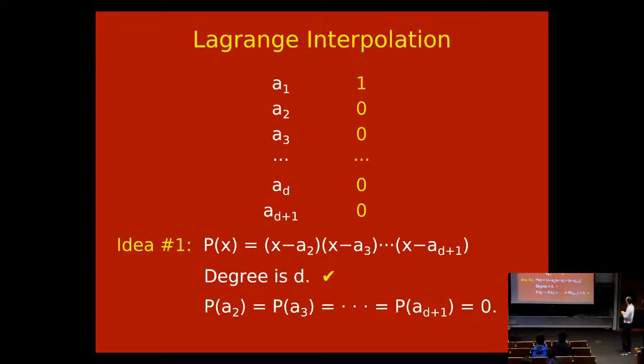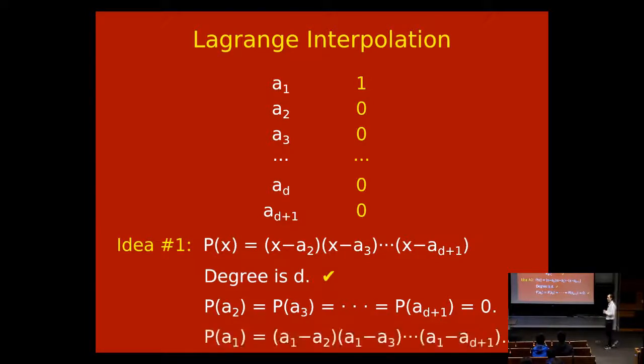And this sort of almost works, because its degree is d. If you plug in a2, this is 0, so the whole thing is 0. If you plug in a3, this is 0, so the whole thing is 0. If you plug in a sub d plus 1, this piece is 0, so the whole thing is 0. So you kind of got the right answer, except probably on the first one. So what happens when you plug in a1? Yeah, you get some weirdo number. You don't really know much about what's going on. You get this crazy number, which is probably not equal to 1. But what can you do to fix this issue?